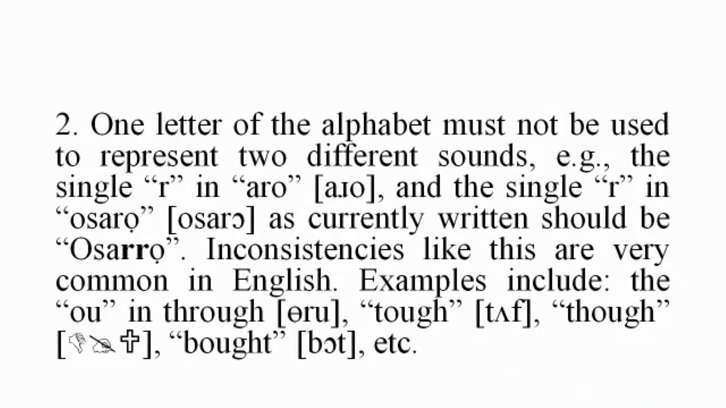Then the rule number 2, one letter of the alphabet must not be used to represent two different sounds. For instance, the way Edo is written by many people today, you see the R I pronounced earlier in Aro. And then you have the R in Osaro, for instance. But the alphabetic system left for us told us you represent the two with the same single R.